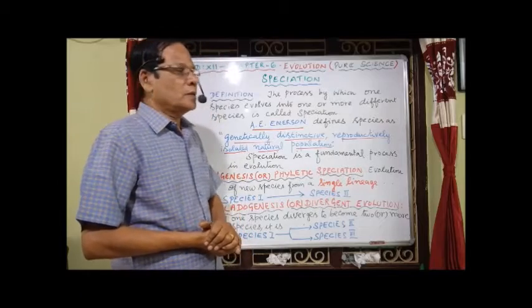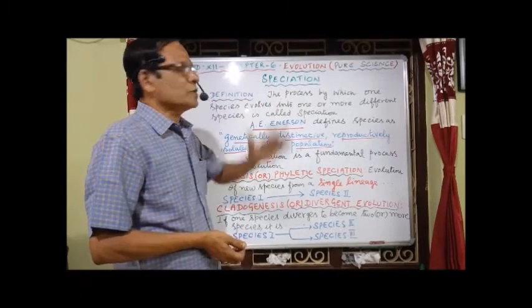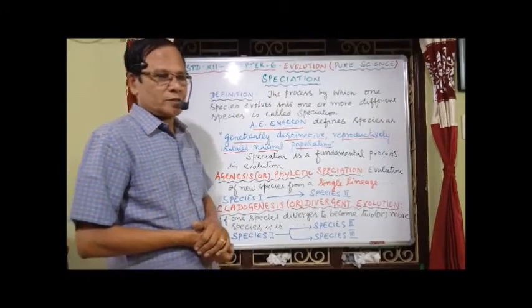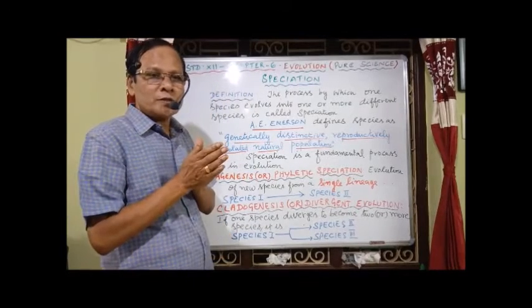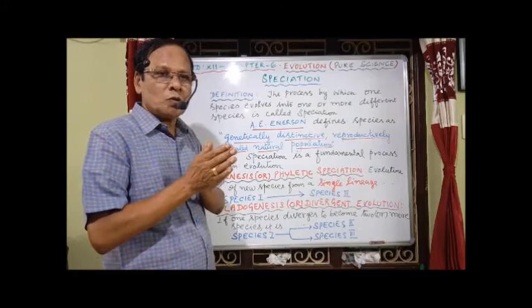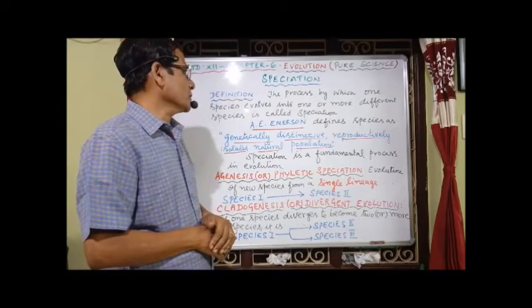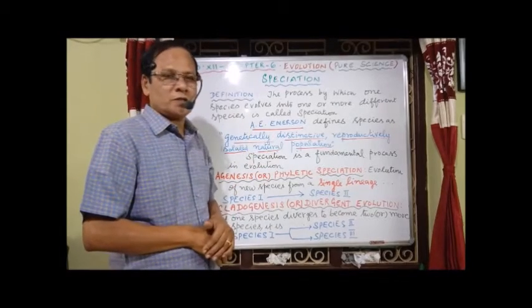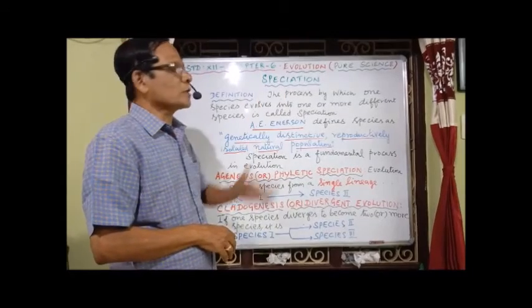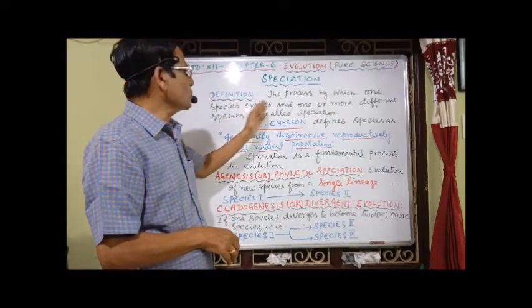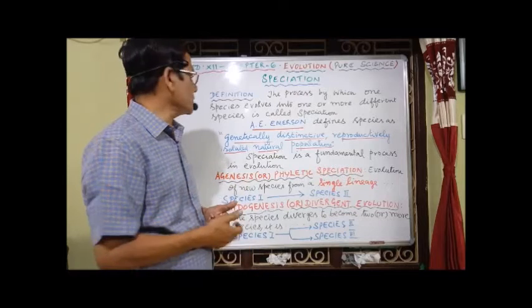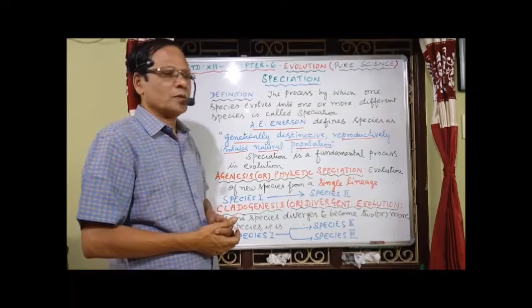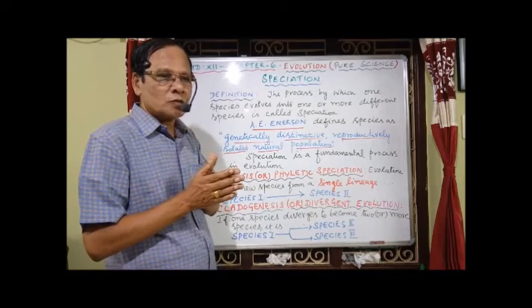Now, what is speciation? That's the next aspect. The process by which one species evolves into two or more species is called speciation. The process by which one species evolves into one or more different species is called speciation.